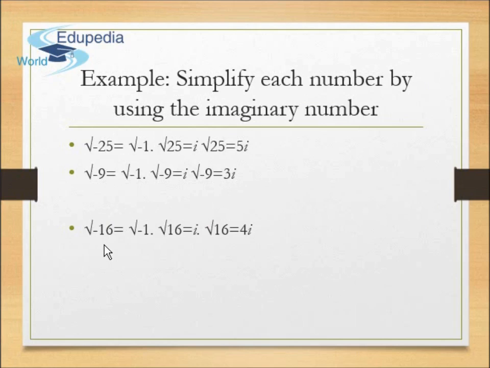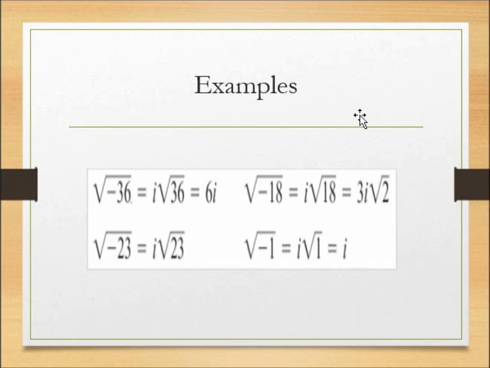The same goes for the square root of -16. We first separate it into -1 and the square root of 16. The square root of -1 will make i, and the square root of 16 will make 4, so the answer is 4i. Once this is solved, let's move on to new examples.